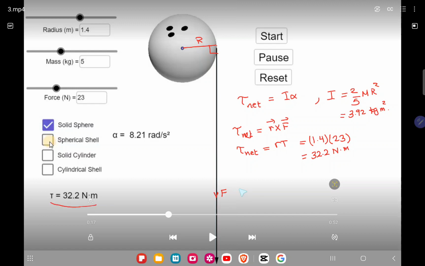Now alpha is equal to the net torque divided by the moment of inertia for the solid sphere, which in this case is 32.2 divided by 3.92, or 8.21 rad per second square.